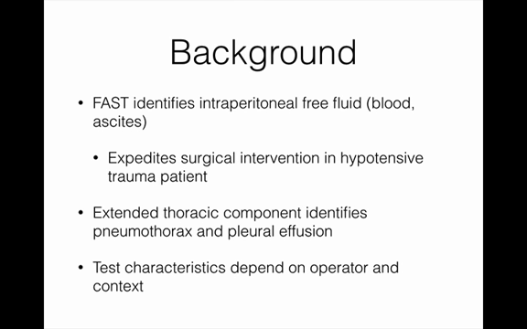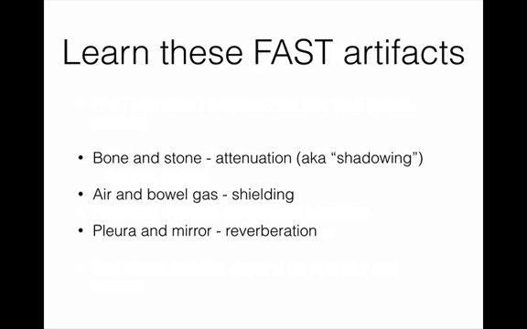Now we'll actually also cover the extended FAST, which extends the FAST to the thoracic components. So we actually look for pneumothorax as well as pleural effusion or hemothorax. And like any ultrasound application, it depends on the operator's experience as well as the context and the pretest probability of disease. Now before we start, let's look at three common artifacts to abdominal and thoracic ultrasound.